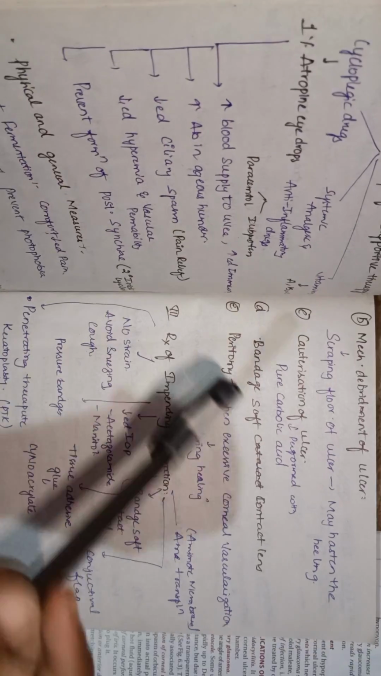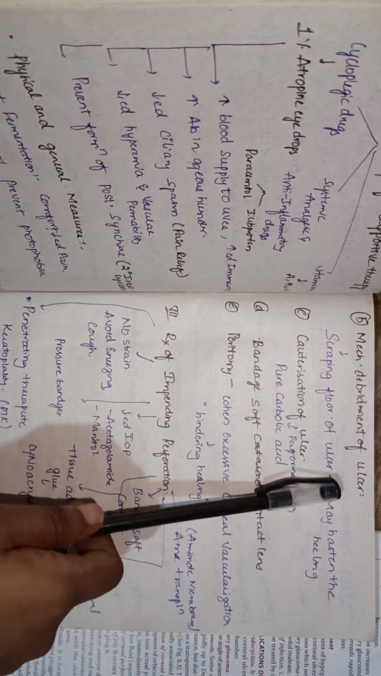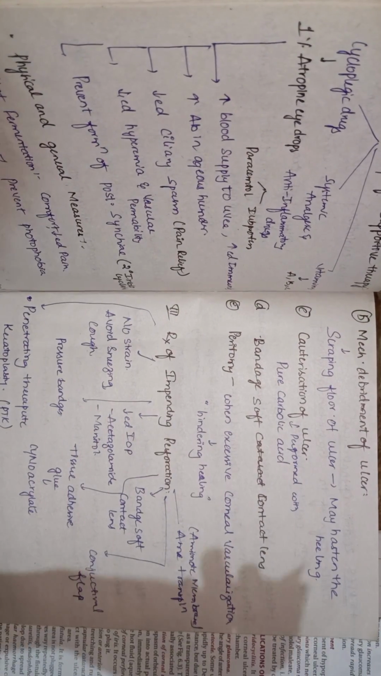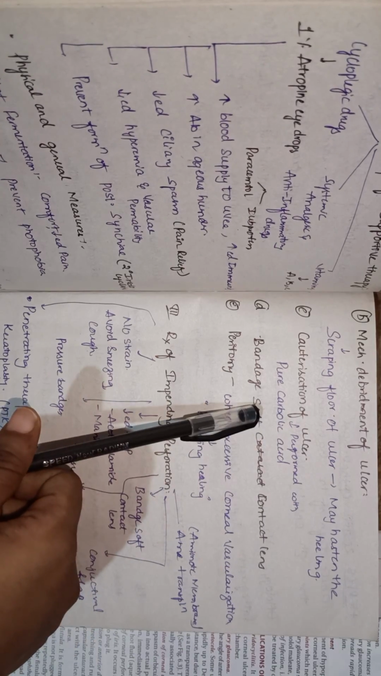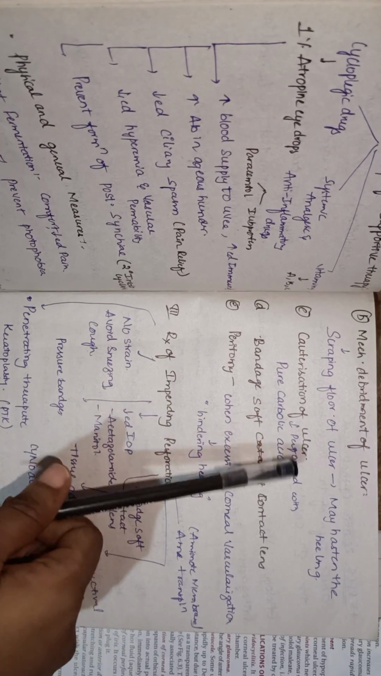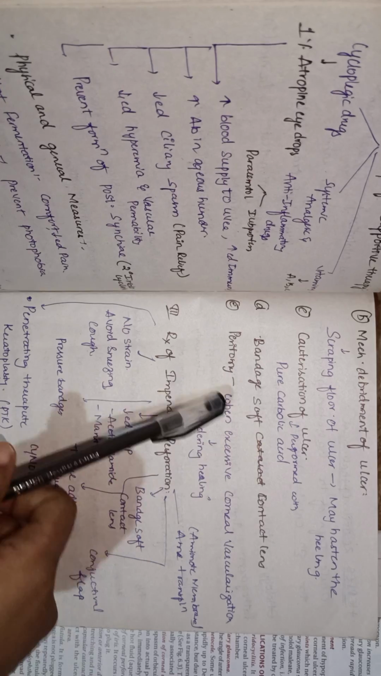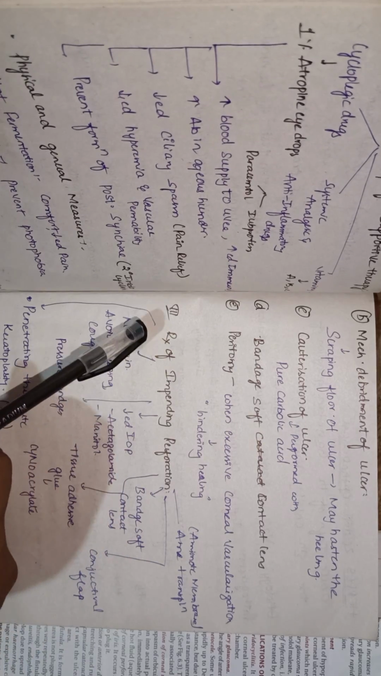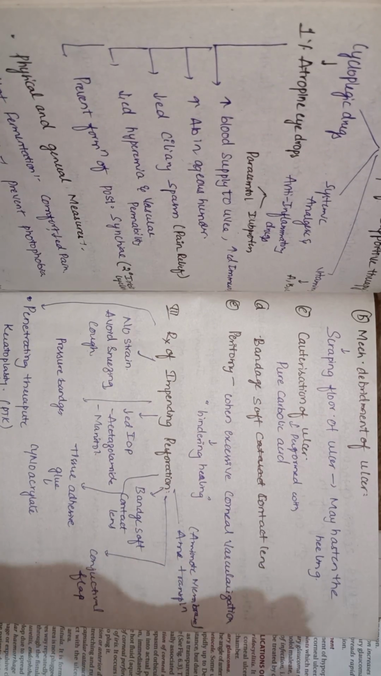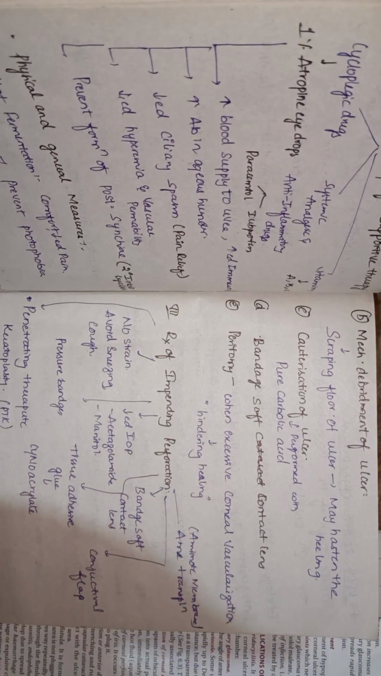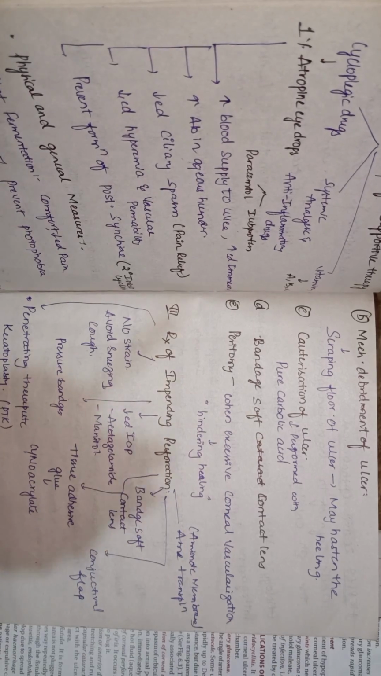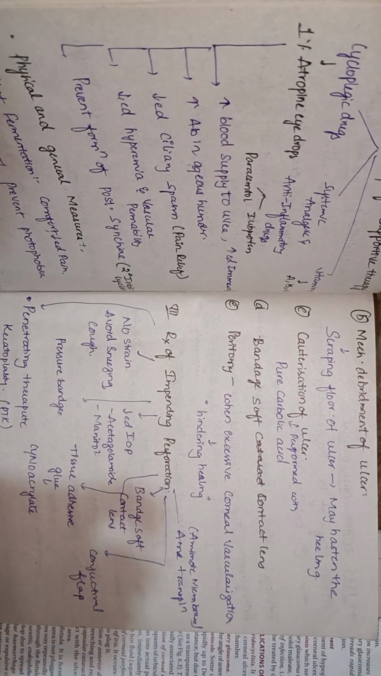After the cause, we can do debridement of the ulcer, scraping the floor of the ulcer. Next, cauterization of the ulcer is performed with pure carbolic acid. After that, bandage, soft contact lens, and peritomy are also done. Peritomy is done when excessive corneal vascularization hindering healing occurs. Because of excessive corneal vascularization, healing is decreased.